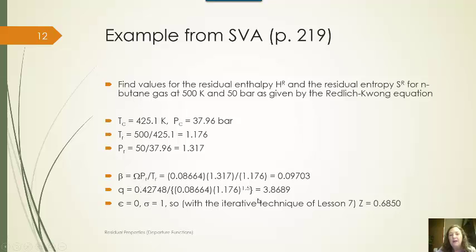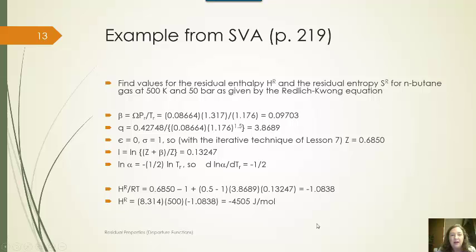Okay? If you do this, then you can use the stuff from lesson 7 to find out that Z is 0.6850. That's in a previous lesson. Then I'm going to use that to figure out what Q is equal to, and there's the formula for that using these previous results, log of alpha, d log of alpha. It's very exciting, isn't it?